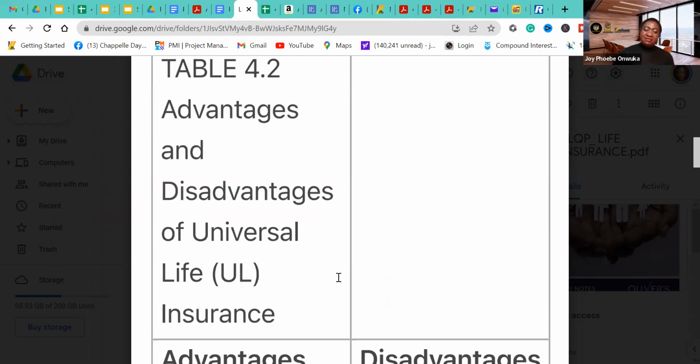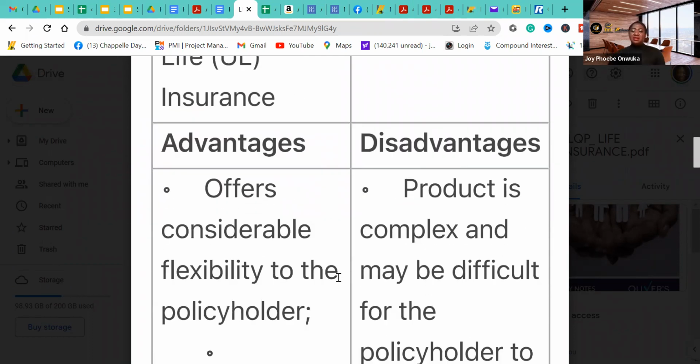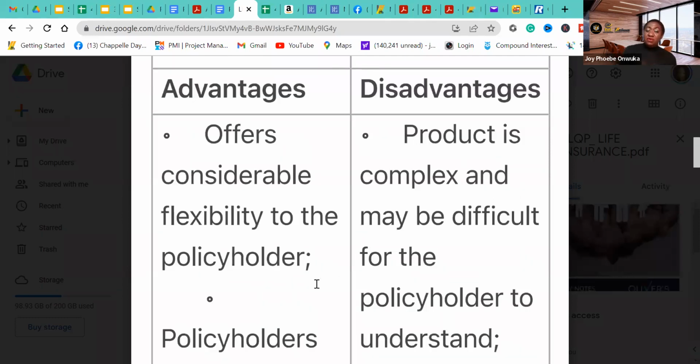All right. Advantages and disadvantages of universal life insurance. Universal life insurance offers the advantage that it offers considerable flexibility to the policyholder.